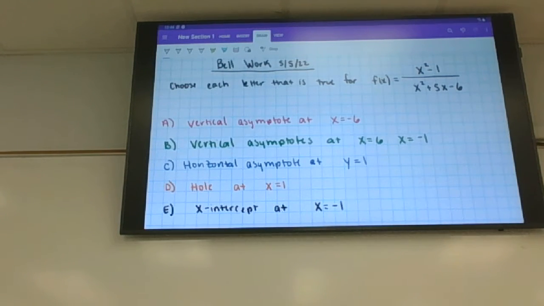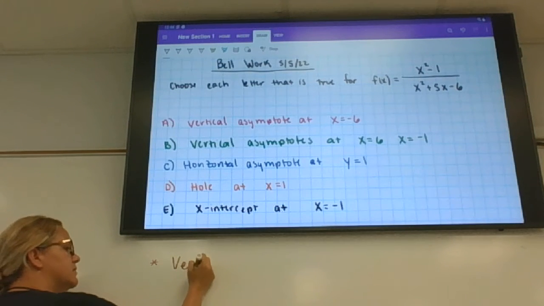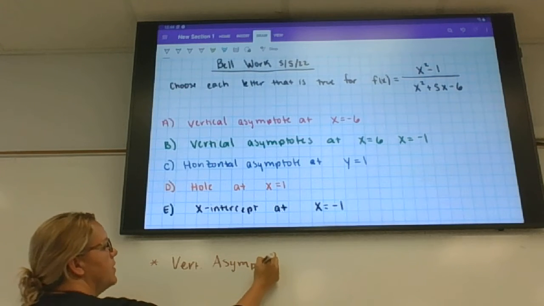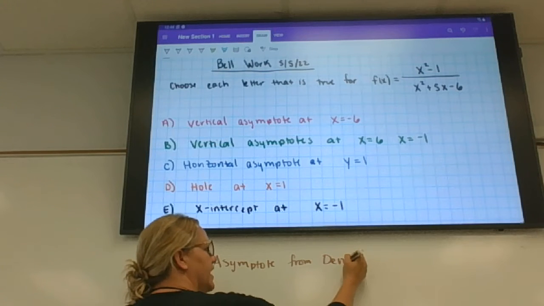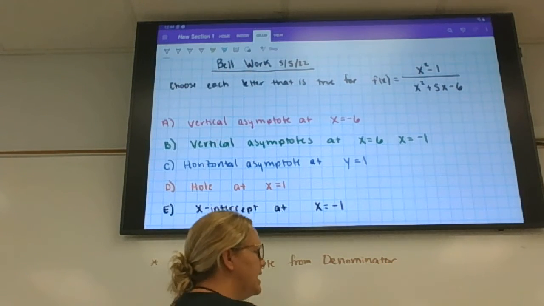We need to figure out A through E, which one is true. There's more than one that's correct. So letter A is talking about the vertical asymptote. If you don't know this right now, you need to know that vertical asymptotes come from denominators. But we'll have to factor and simplify. Denominator.